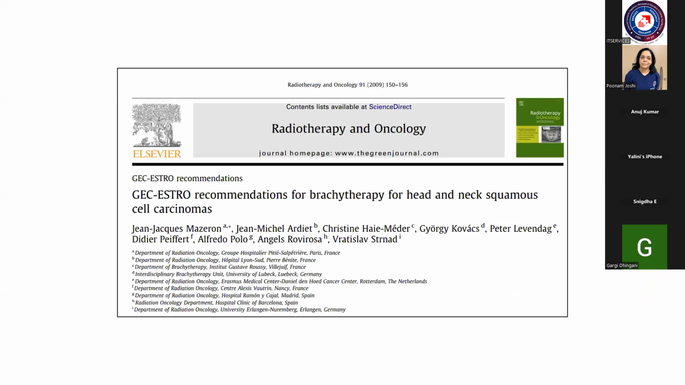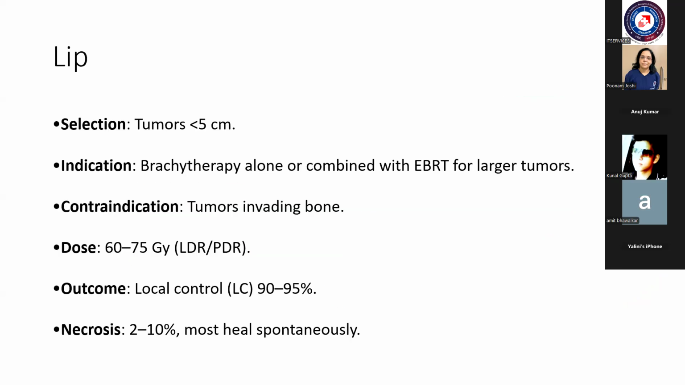There are the GEC ESTRO recommendations for brachytherapy in head and neck cancers that were published in 2009, which give various guidelines for subsites in head and neck. To summarize, for example, in lip cancers, selection is for tumors less than 5 centimeter. We know that 5 centimeter is more towards a T3 disease. But when we have a tumor involving the lip which is 5 centimeter in size but not involving any other surrounding structures, we can still consider this patient for EBRT followed by a boost.